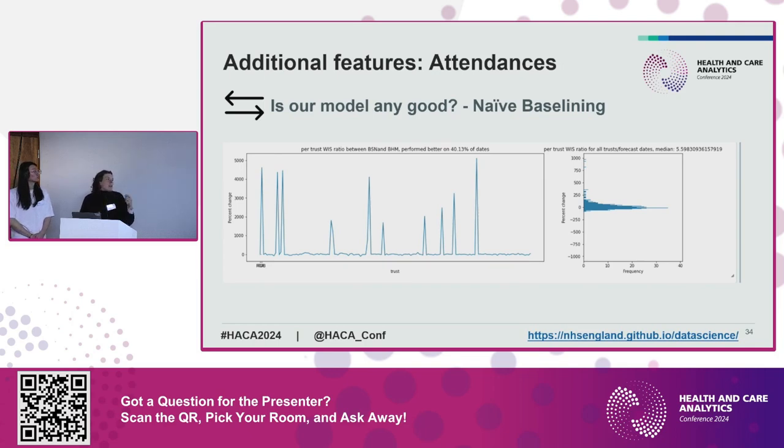But what we found was that our model did better for more trusts, and for some trusts, our model did an awful lot better. This chart is essentially comparing their weighted interval scores that Yayo talked about earlier. A positive value means our model's done better, and you can see in the distribution to the right, it's skewed towards the positive side.